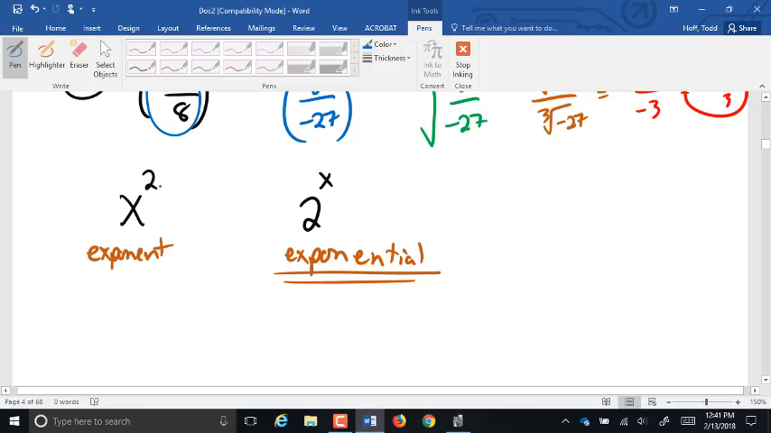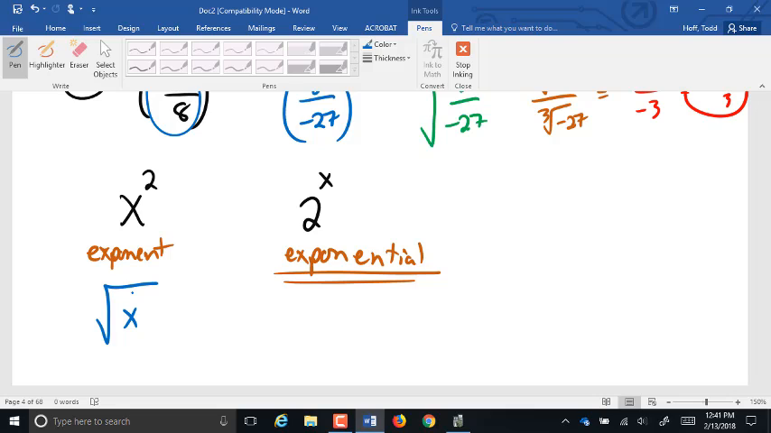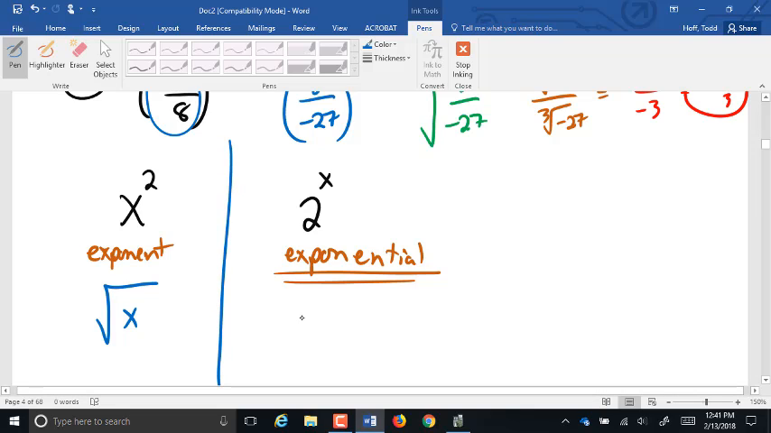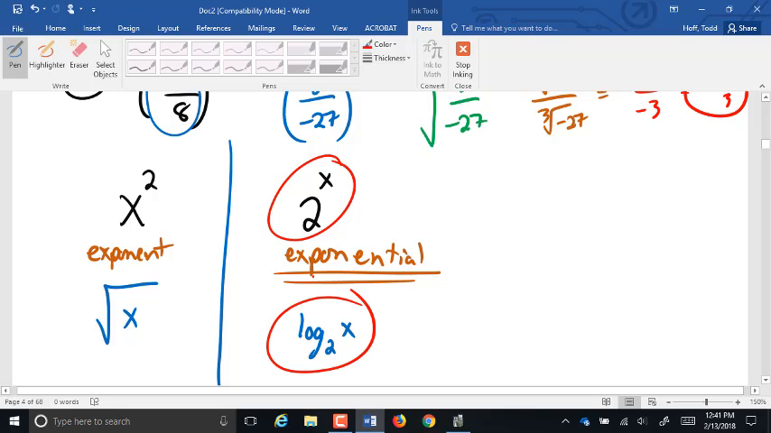Now, the inverse of our exponent was a root. X squared, the opposite was the square root. For our exponential, the opposite is going to be a log, base 2, or base whatever our base is. So over the next several days, we're going to be talking about exponentials, a number to the power of x. So our variable is going to be in the power part of the exponent now instead of the base. And then we'll look at logs as the inverse of those.